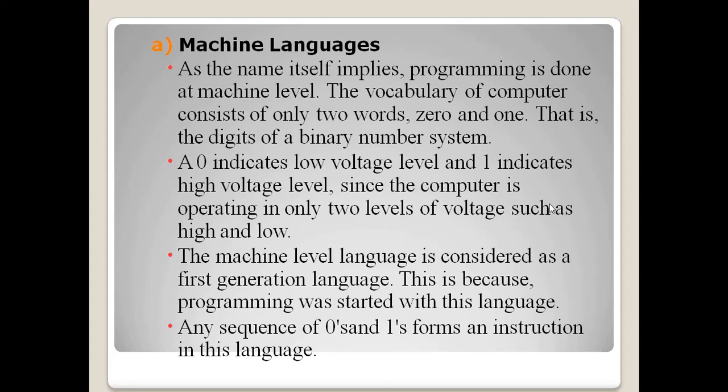A 0 indicates the low voltage level, and 1 will indicate the high voltage level. So here the computer operates only on two levels of voltages. It is high and low. High means 1 and low means 0.